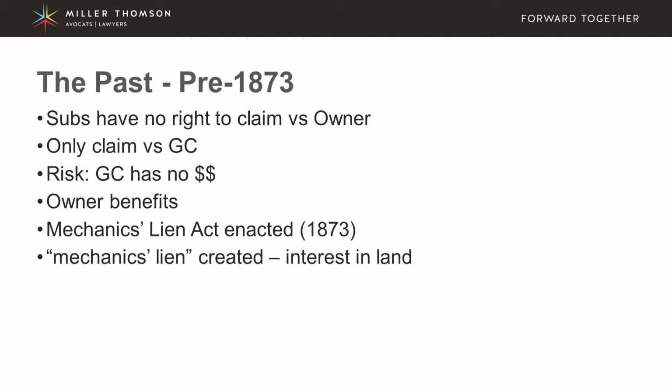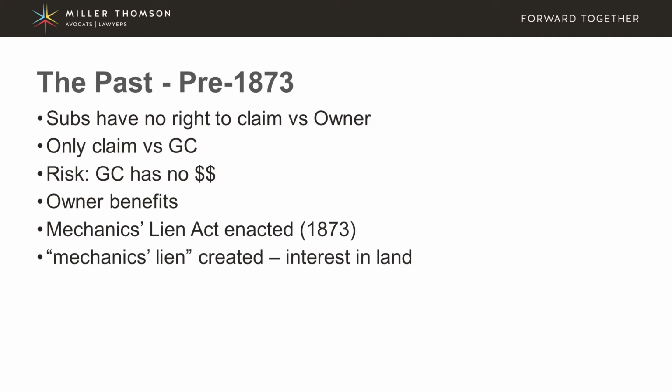So in 1873, the Mechanics Lien Act was enacted. This Mechanics Lien Act created the concept of a mechanics lien. And this gave a claimant, which could be either a general contractor or a subcontractor, a right to claim an interest in the land of the owner.